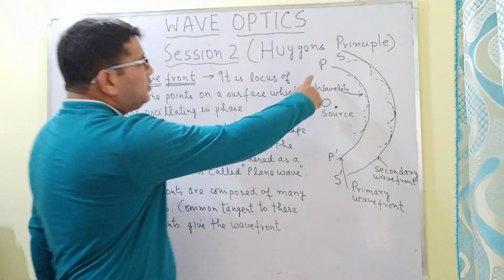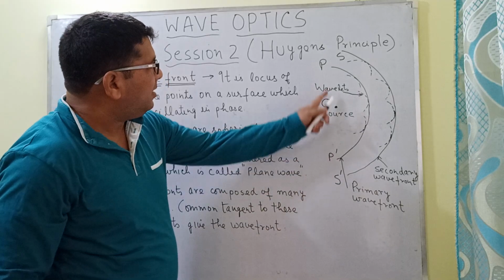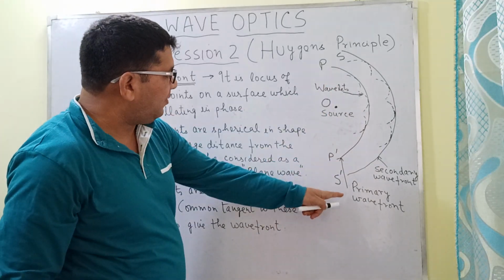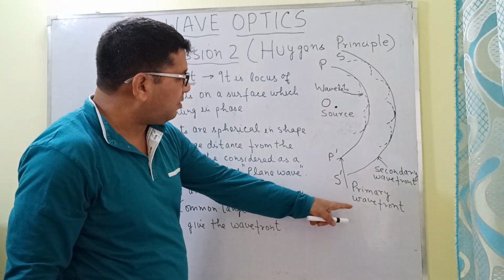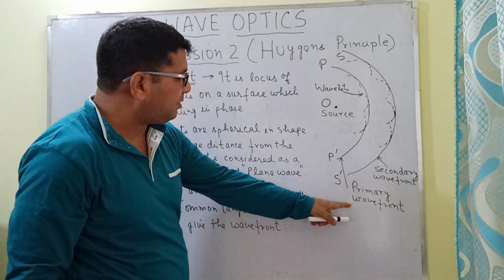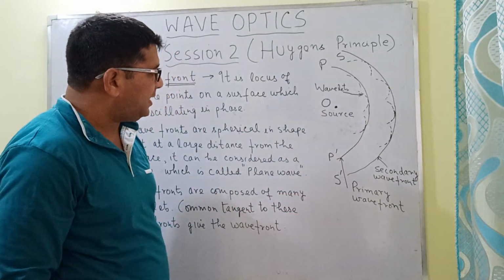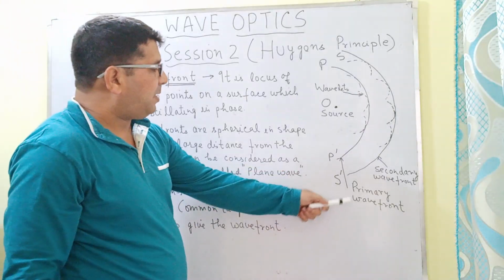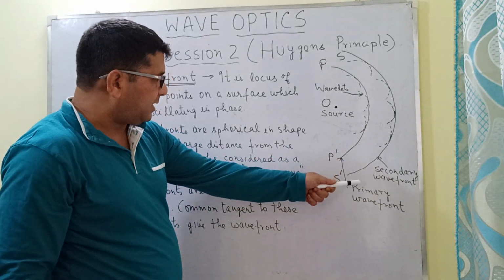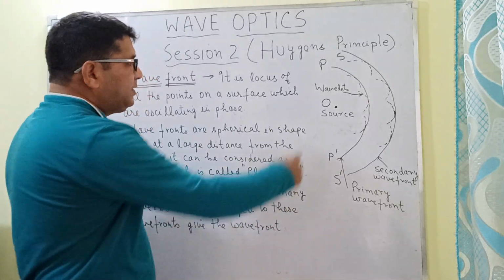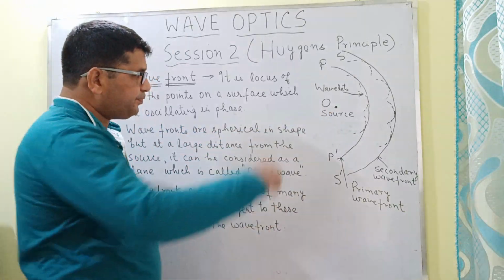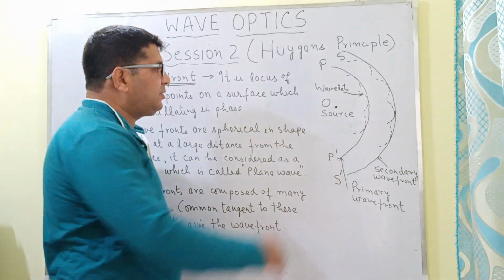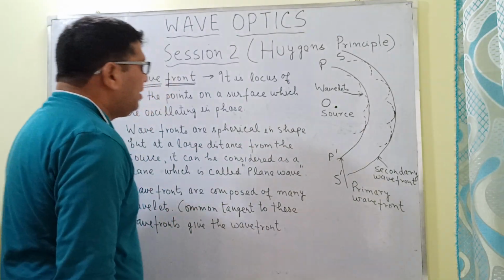So these are the two wavefronts which I have made here. The first one, P dash, I have indicated as the primary wavefront, and S dash is the secondary wavefront. I will explain the primary wavefront and the secondary wavefront later on. And this is the source, the point source, or you can say the point of impact.